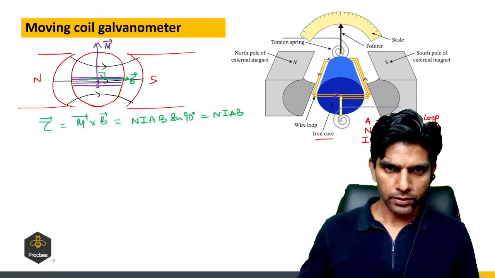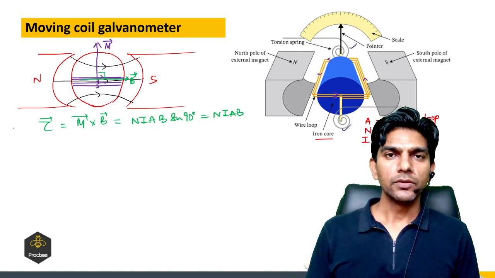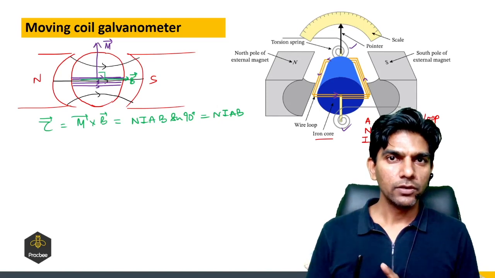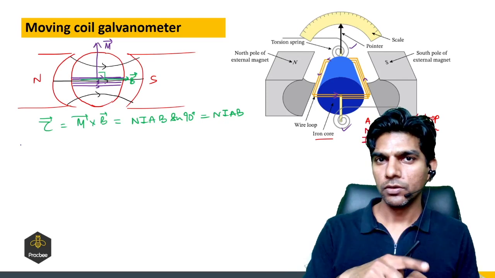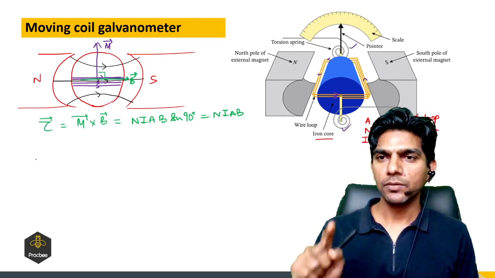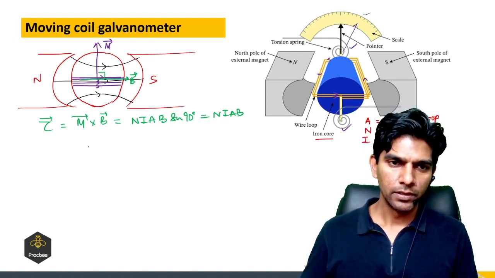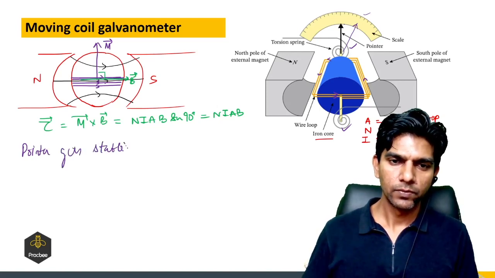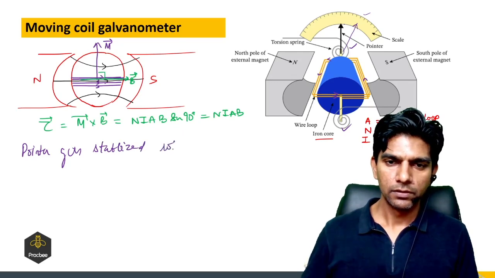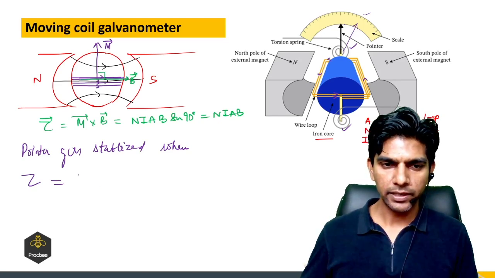Now there are torsional springs connected to the axle, right? These torsional springs will exert torque in the opposite direction, and when the torque of the spring balances the torque of the field, then we can say the pointer will get stabilized. So this pointer will get stabilized and it will give us some reading. So we can say the pointer gets stabilized when the torque due to the field gets balanced by the torque due to the spring.